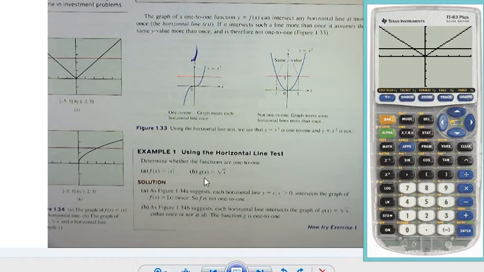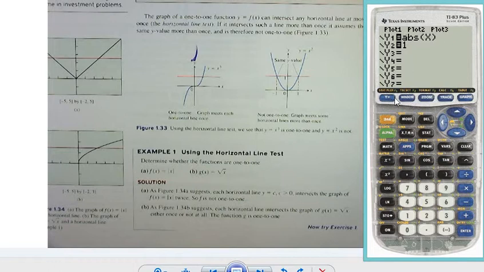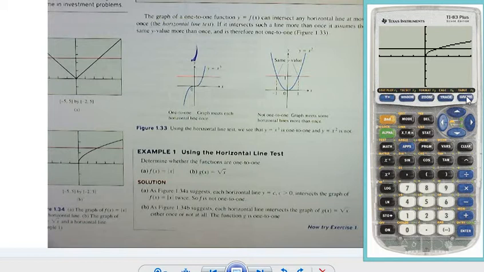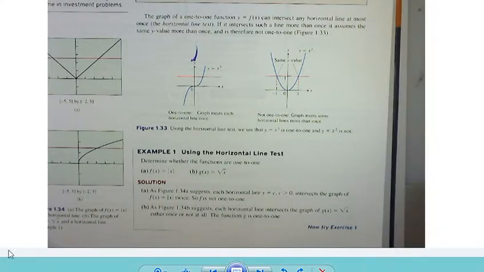For the second function, they want the square root of x. So I'm going to change that to the square root of x, and we'll hit graph. How many times does that horizontal line cross it? One. Is that a one-to-one function? It is, yes. Very good. That's it. Any questions?